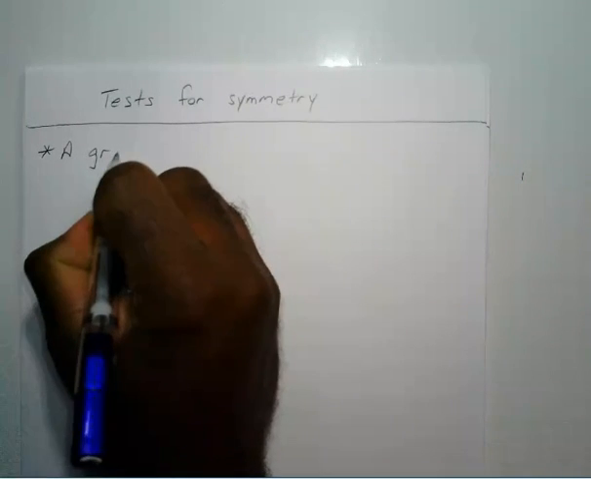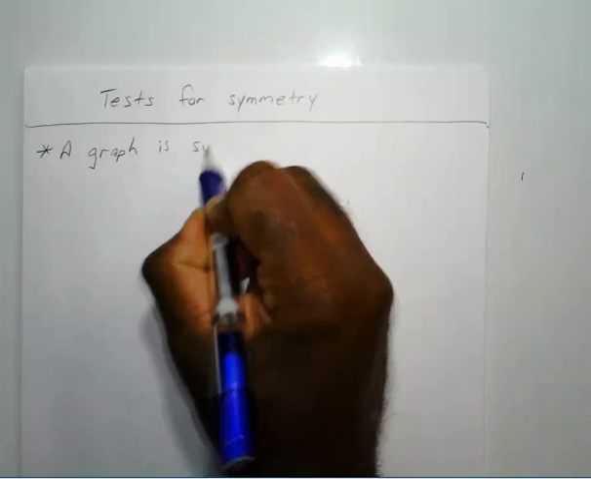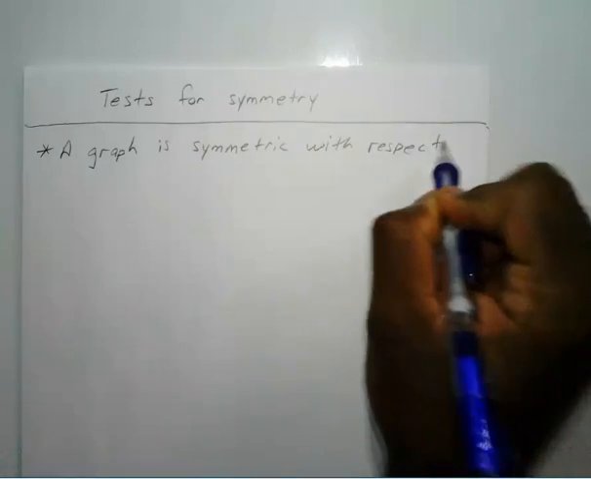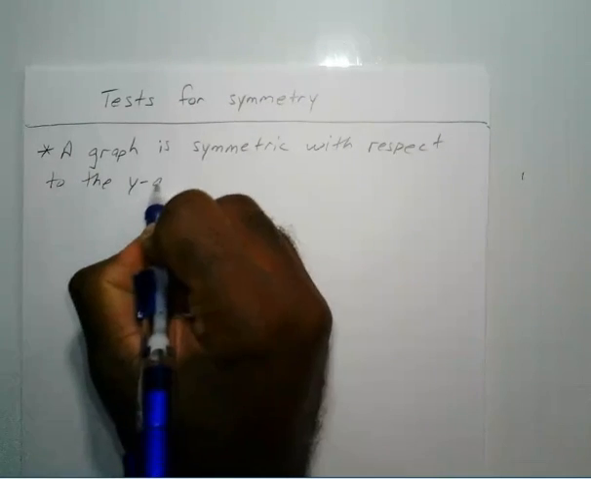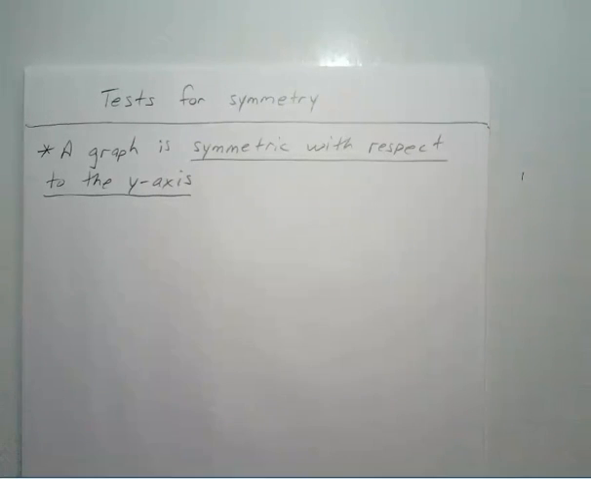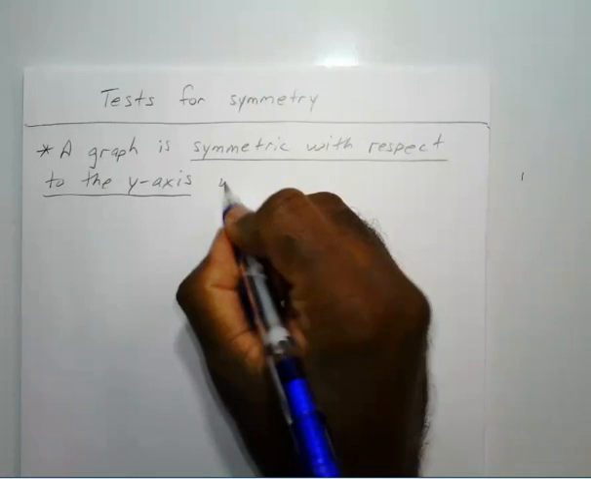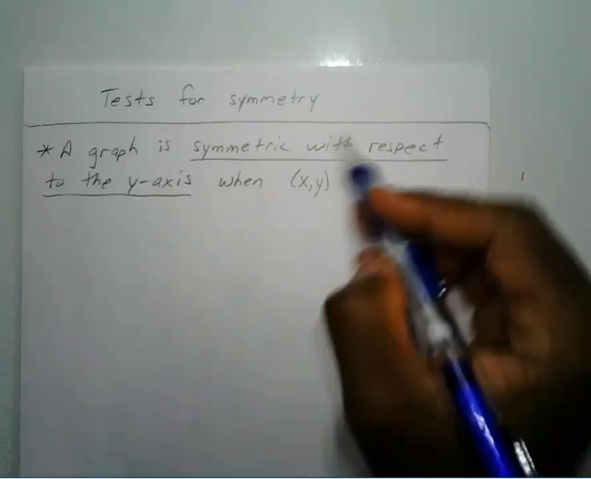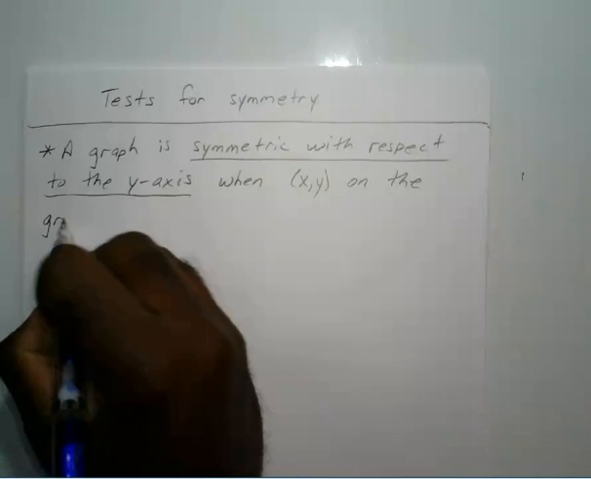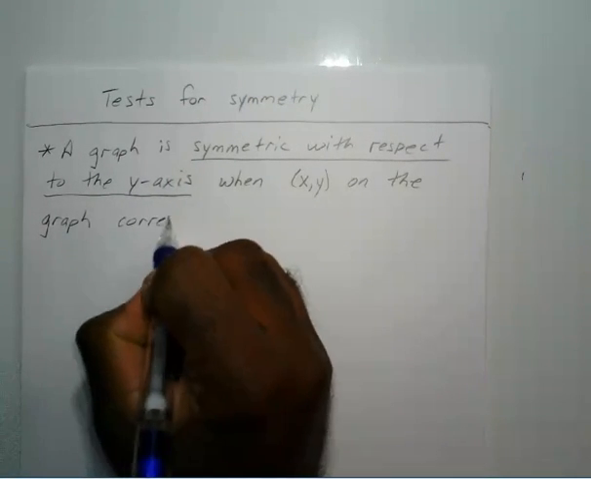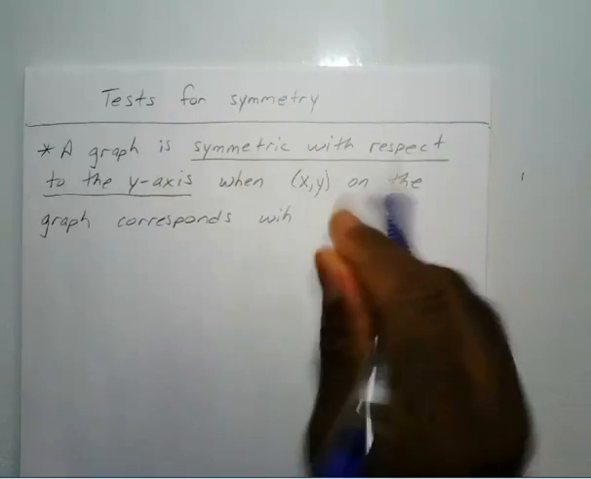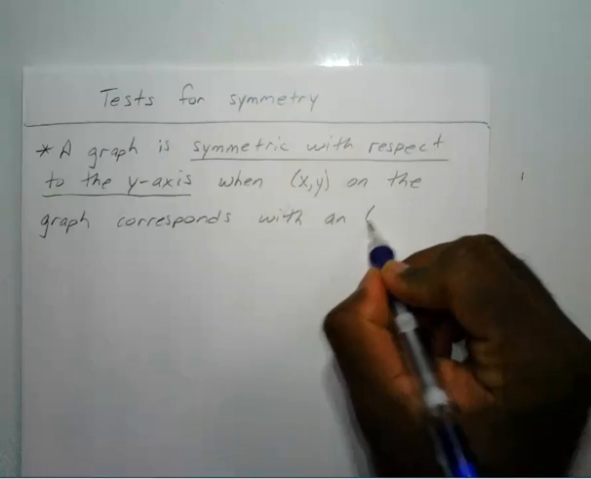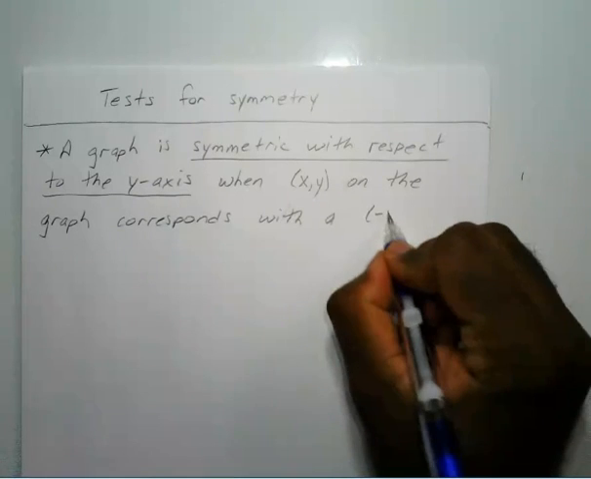First, a graph is symmetric with respect to the y-axis, and underline that, symmetric with respect to the y-axis, when every point (x, y) on the graph corresponds to a point with a negative x, comma y.